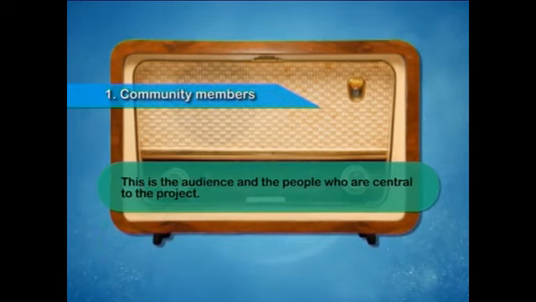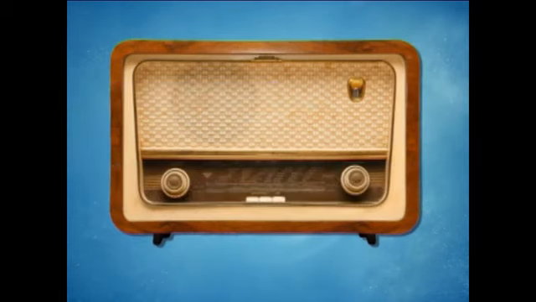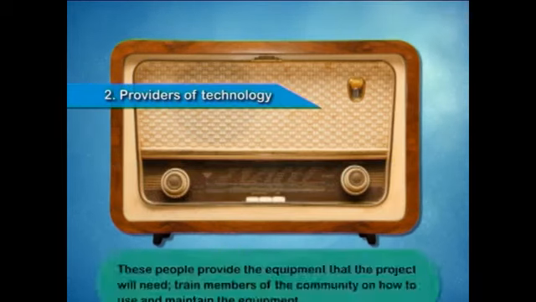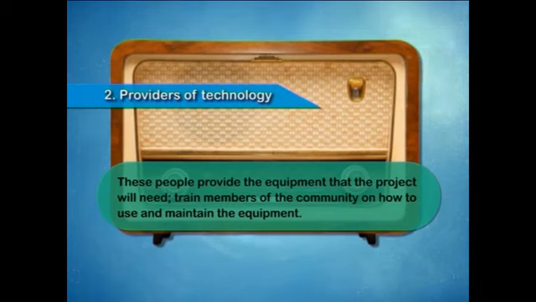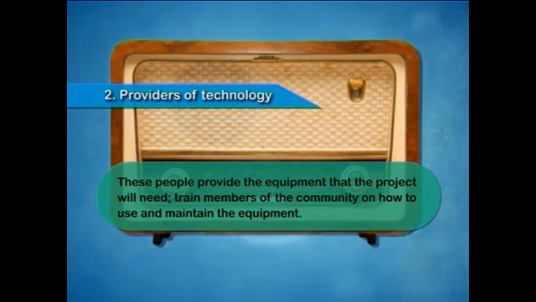The key players in a community radio project that involves broadcasting are: number 1, community members. This is the audience and the people who are central to the project. Number 2, providers of technology. These people provide the equipment that the project will need and train members of the community on how to use and maintain the equipment.